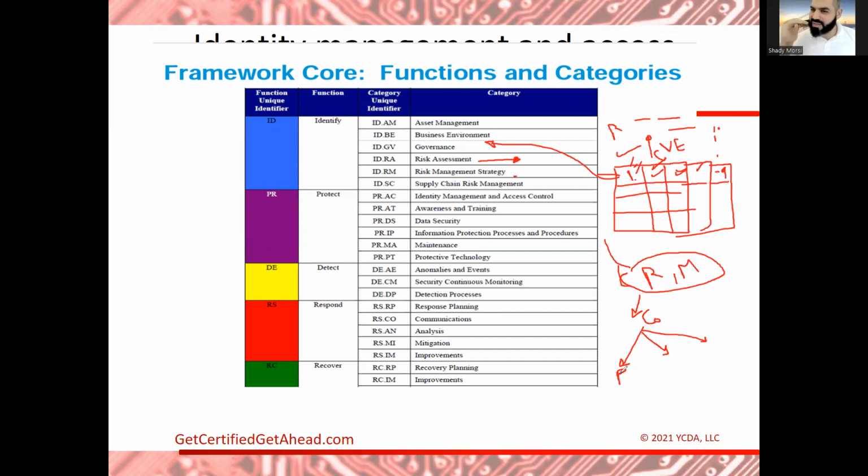How can you reduce the risk? By implementing controls. What kind of controls? Physical, technical, managerial. Exactly. Of course, Naif. Naif is mentioning here in the chat that's risk avoidance.